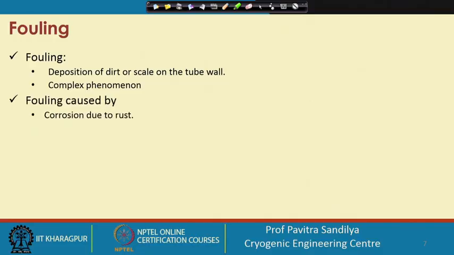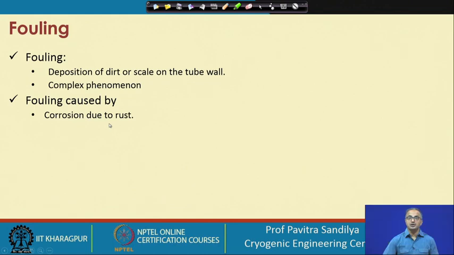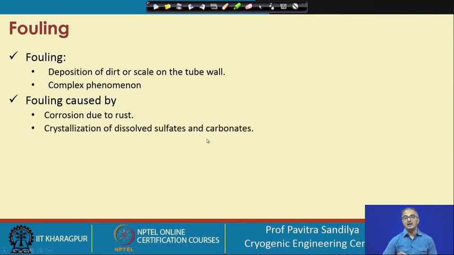So first let us see what are the causes of fouling. It may be due to corrosion or rusting, and this rust will be settling on the tube wall, and it could be due to crystallization of some dissolved sulfates and carbonates. And understand this, in the petroleum industries, in the natural industries, there is a high possibility of having such kind of particulate matter or chemical matter in the fluid.